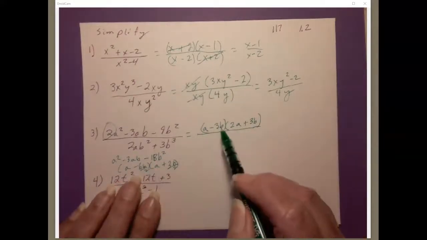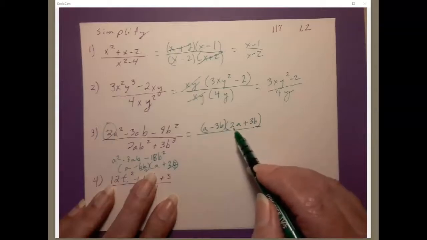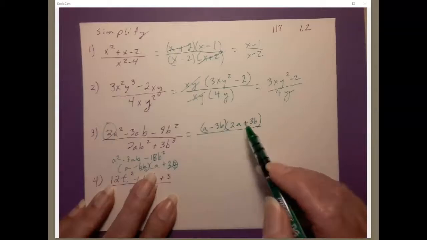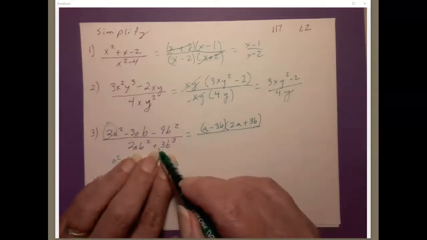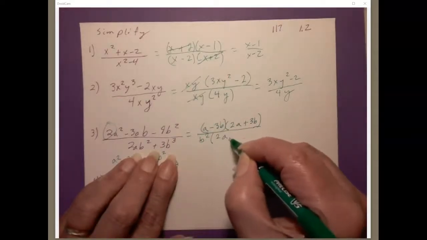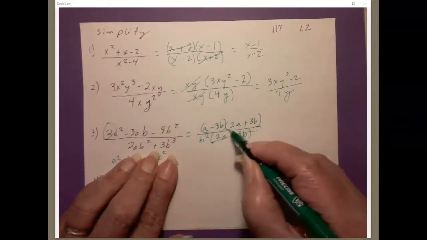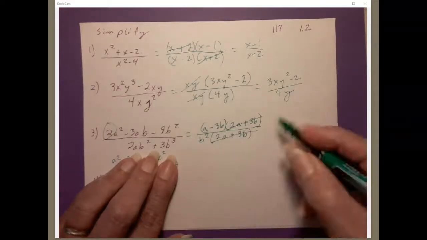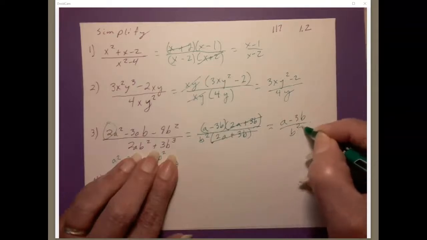This reduces to 3. This doesn't reduce, so the 2 comes as a coefficient for the first term in that parentheses, which is a. The bottom is going to factor, I can see where the b squared is going to come out, and I'll be left with 2a plus 3b. Look at that. So these reduce, everything's multiplied now. So my answer is a minus 3b over b squared.